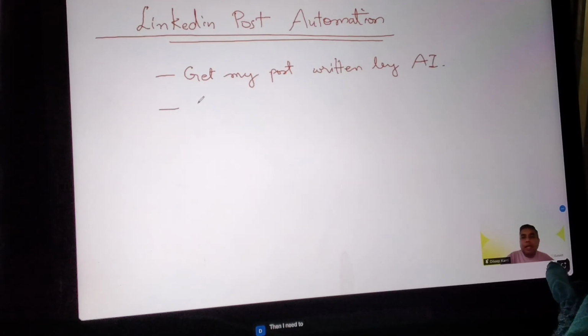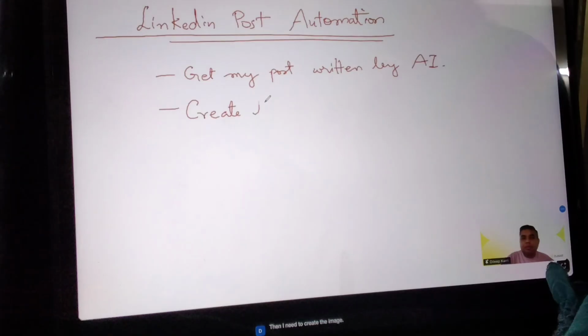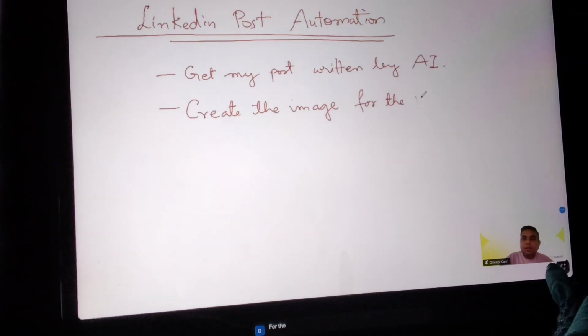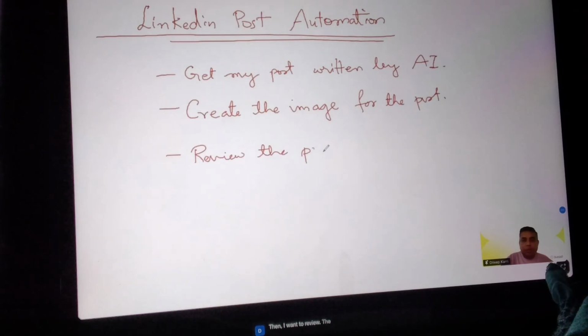Then I need to create the image for the post that is written by AI. Then I want to review the post, because unless I review the post, I cannot post it directly. You would have seen, you should not blindly go with AI. You have to understand and review the post before you take it forward. So you have to review the post written by AI. Then once I review the post, the post plus image have to be posted on LinkedIn.